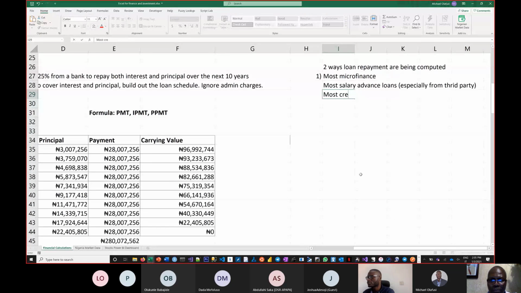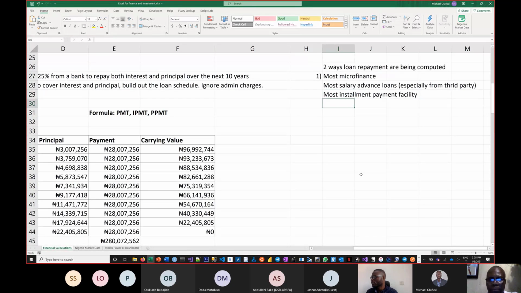Almost like microfinance, most installment payment kinds of loans. Installment payment facilities, where you could go buy a fridge, and instead of paying everything at once, they let you pay over 6 months, but they give you the fridge immediately. This type of loans, I'm going to color them differently. Most of these loans have a category, let me use that word for now.